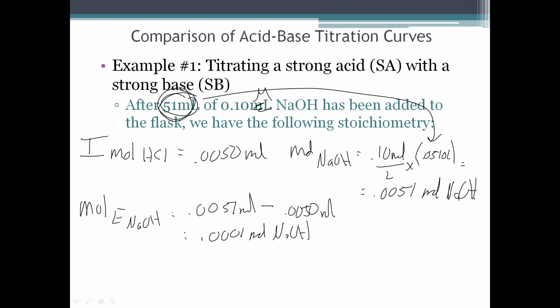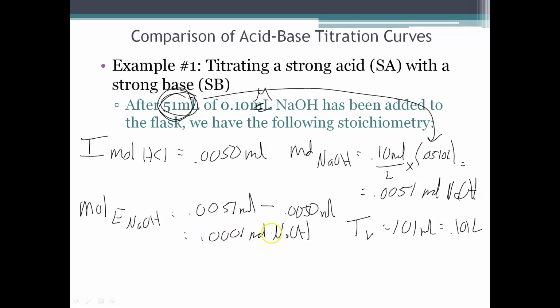All right, so let's go through and finish the rest of this. The total volume of solution: we had 50 mL of acid to start with. We added 51 milliliters of base. So we're at 101 milliliters, which is 0.101 liters of solution. Okay, and let's go through and find our new pH level for this.